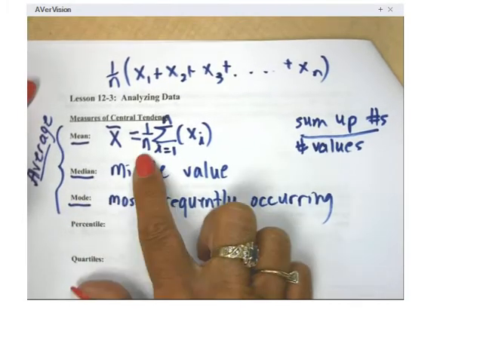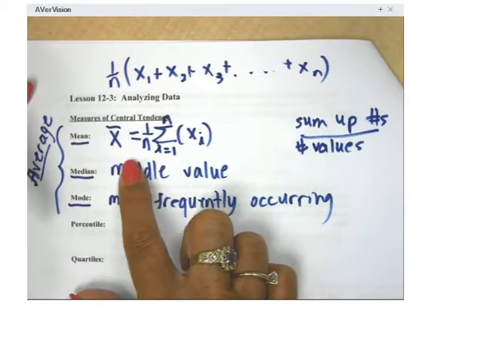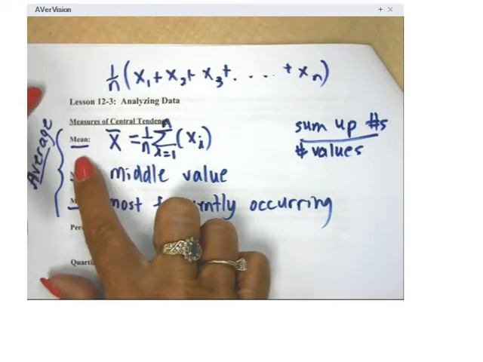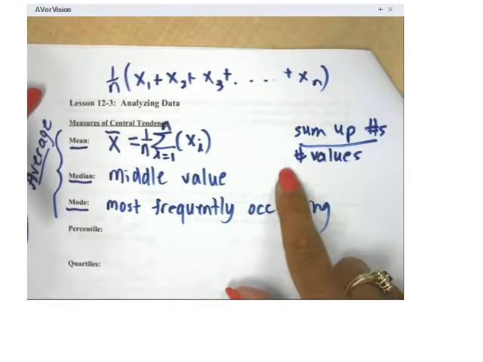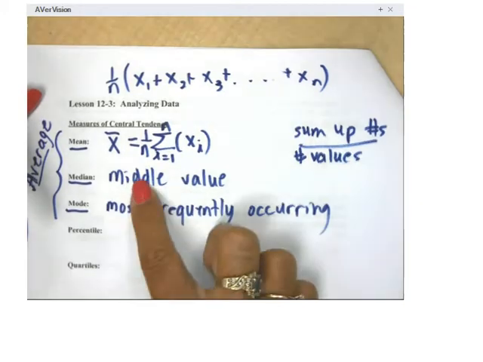And the one that is probably most common for you to find, although the symbolism here doesn't look quite as common to write down, is the mean. The mean is the sum of all the numbers divided by the number of values that you had added up. So add them all up and divide by how many there are.